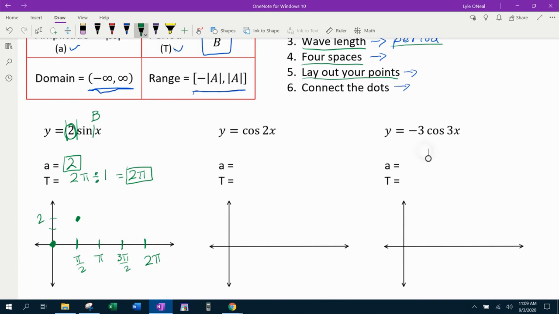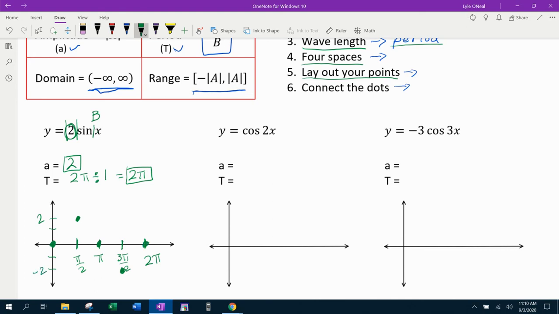Remember I said the reason you need your 4 spaces is because the hash marks are where your dots go. So I'm going to go up to 2. That's going to be as high as this wave can go. So at the next hash mark, I'm going to return to the x-axis. At the next hash mark, we're going to be down at -2. And that is as low as this wave can go. So then the next place to go is back up.